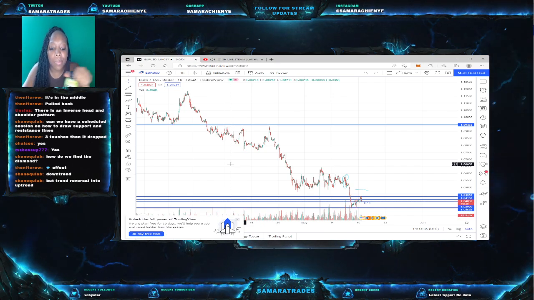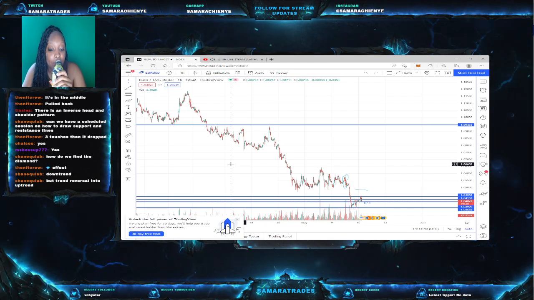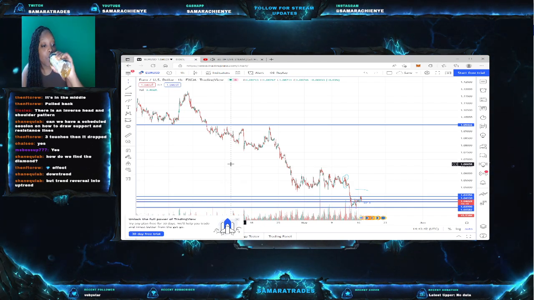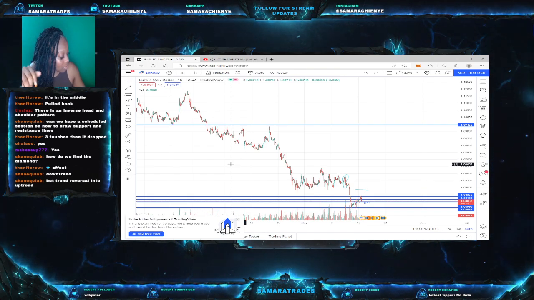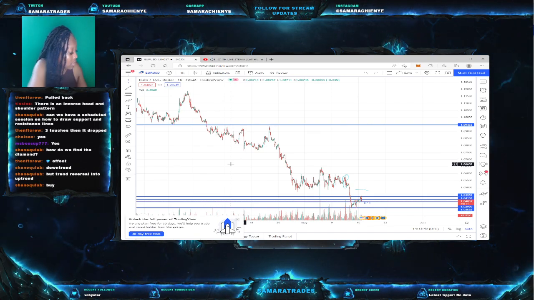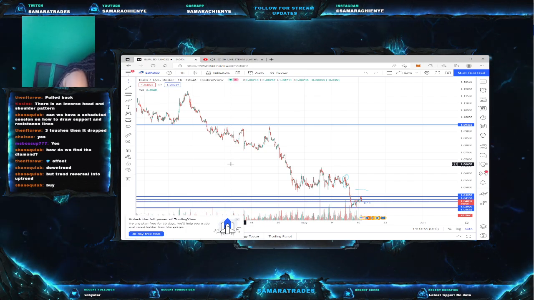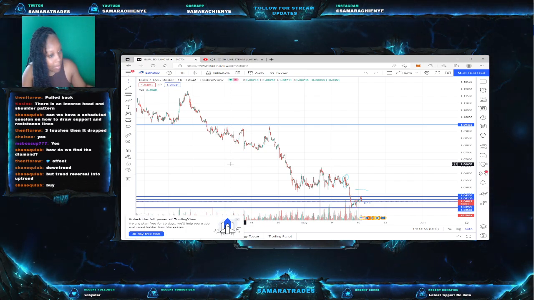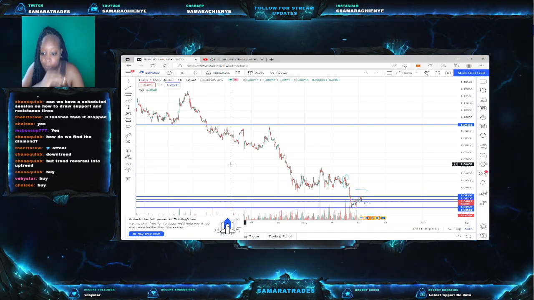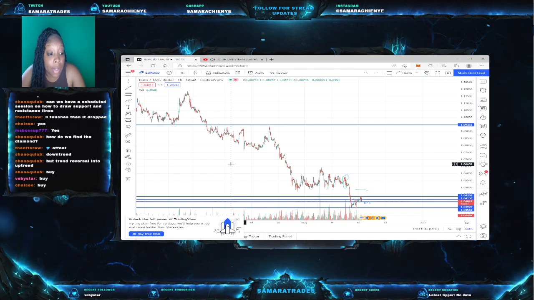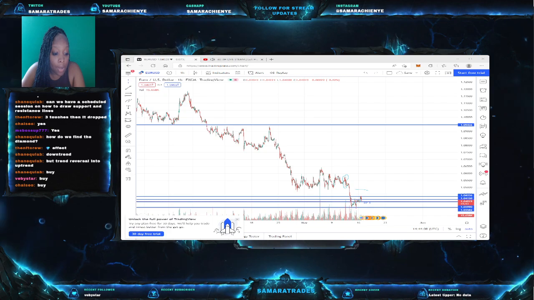Trend reversal. So, do we want to go in for a sell or a buy for EURUSD? Right, we want to go in for a buy. Exactly, I agree with y'all. We want to go in for a buy. Y'all are absolutely right.